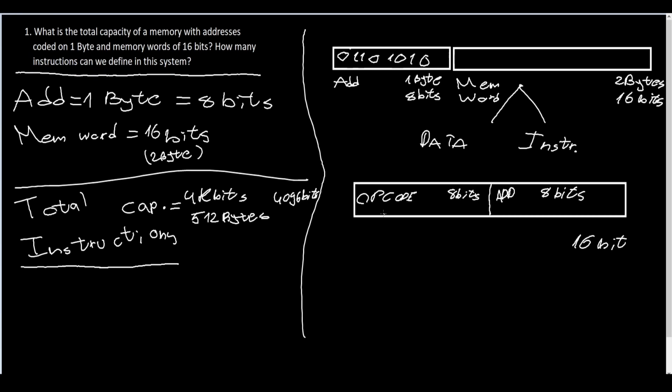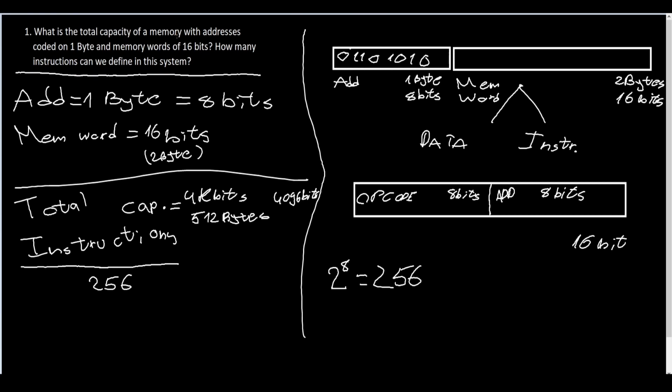So to calculate how many instructions we can do, our opcode is made up of 8 bits, so 8 binary digits that can either be a 0 or a 1, 2 to the power of 8, since we have 8 bits. So in this case, we can define 256 unique operations. There we go.